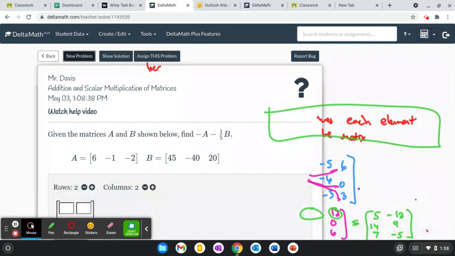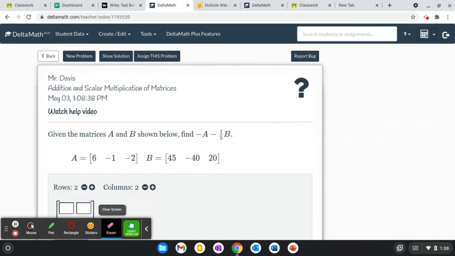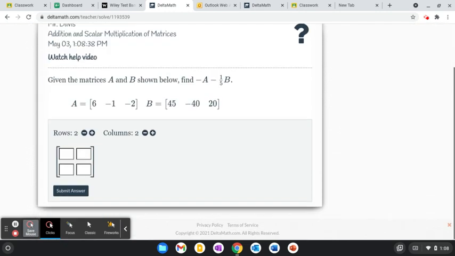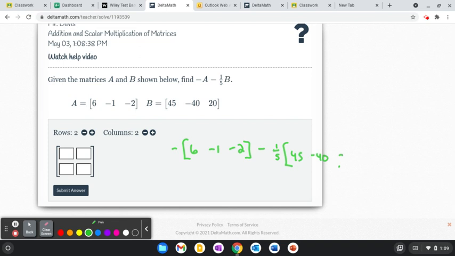Very good. Let's do one more together here. Go ahead and clear this out. I would recommend writing some stuff out when you have these multiple operations. It'll save you time in the long run. So we've got negative A minus 1/5 B. All right, so negative A is going to be negative, and then I'm going to go ahead and write out the matrix A: 6, negative 1, negative 2, and then minus 1/5 B: 45, negative 40, and 20.